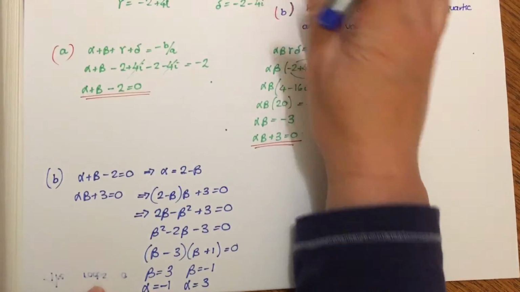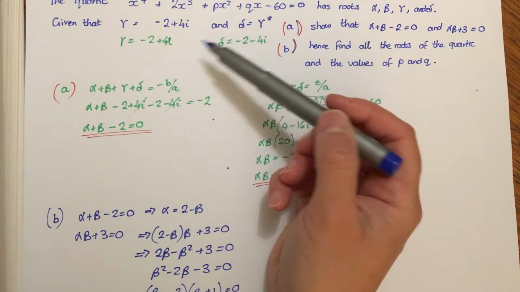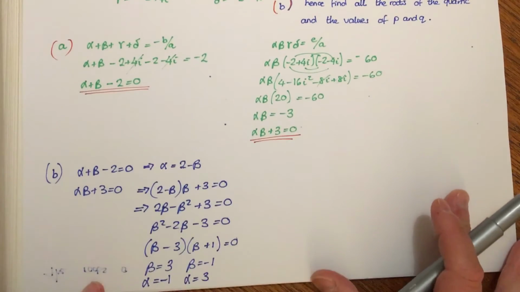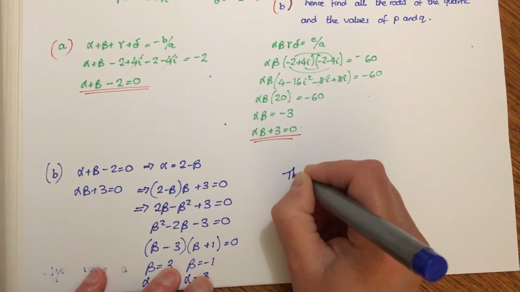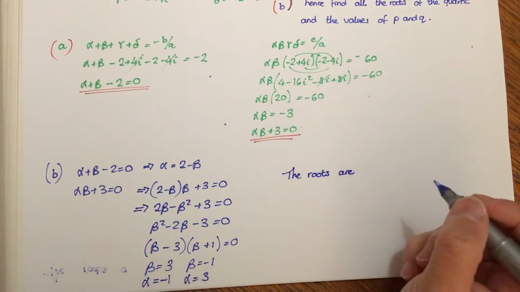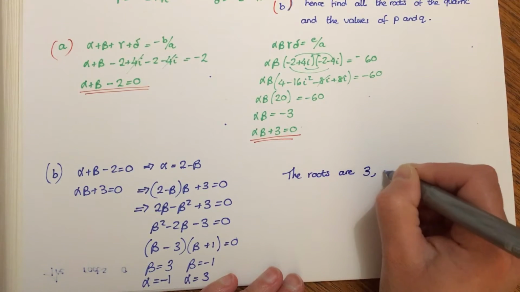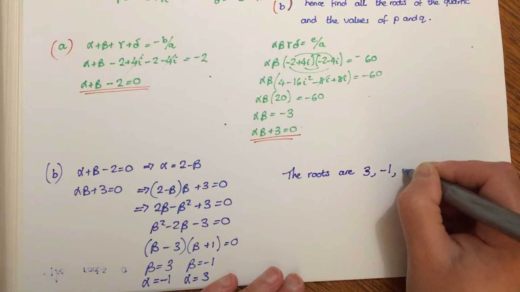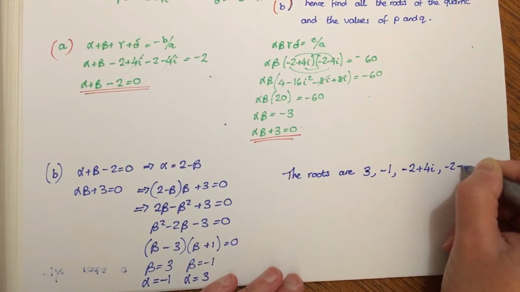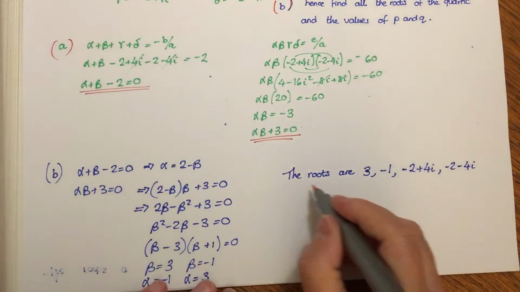The other 2 are gamma and delta, which were given to us in the question. So what did it say? Hence find all the roots. So the roots are 3, negative 1, minus 2 plus 4i, and minus 2 minus 4i. So that's all the roots.